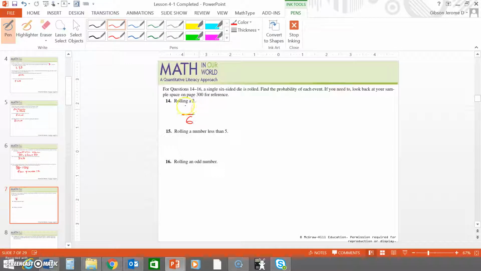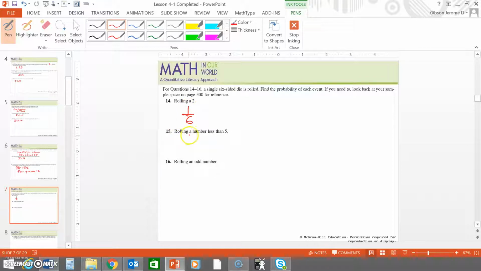Okay, class, picking up where we left off, we were rolling a 2 and we're trying to find the probability of that event occurring. So we know there are 6 different outcomes on one die, and there's only one 2 on the die, so it'll be 1 out of 6.